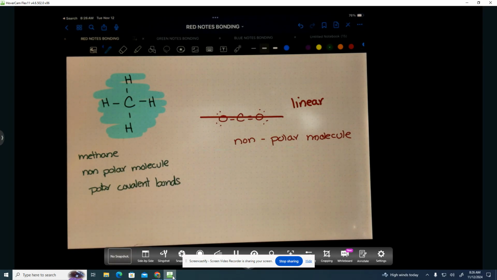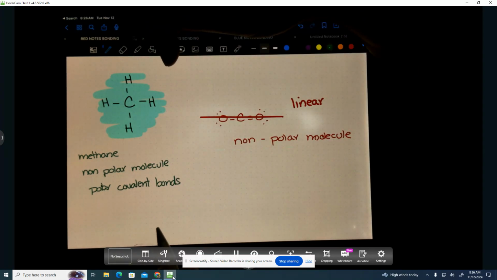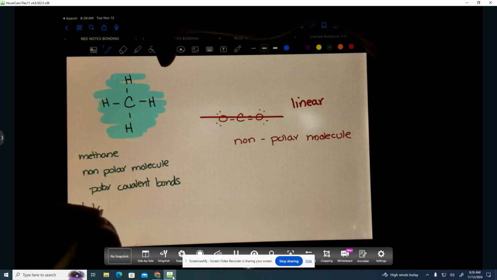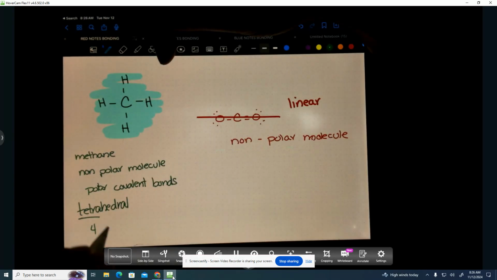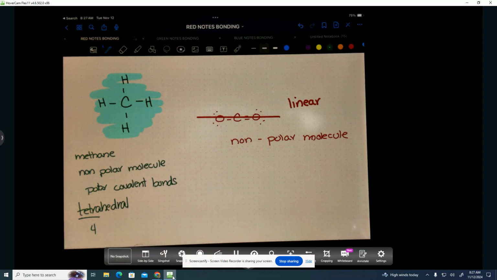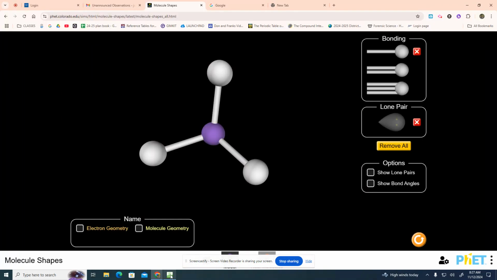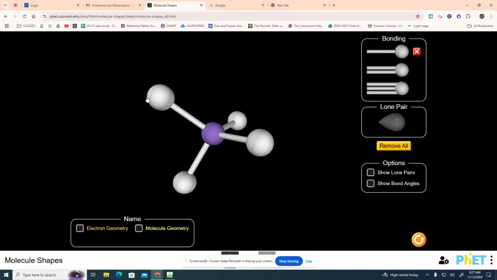All right. Now we got to get a shape. We have 4 shapes. Linear, bent, trigonal, and then the last one. This one is the one that they will probably ask you about. It is called a tetrahedral. Tetra means 4 around a central atom. So if you have 4 things around a central atom, it is going to be tetrahedral. Let's draw it. 1, 2, 3, 4. That's what it looks like.